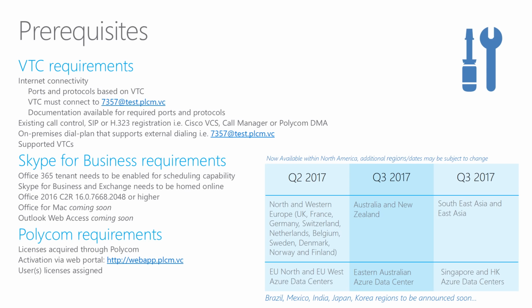From a Windows perspective, Office users on Windows need to have Office 2016 Click-to-Run, and they need to have 16.7668.2048 or higher. Office for Mac and Outlook Web Access clients are being updated and that's coming soon. From a Polycom perspective, licenses need to be acquired through our channels, and the license activation takes place via a web app, and the link is webapp.plcm.vc. User licenses can be assigned via the Office 365 admin portal once the license has been activated. We're going to talk about that process in a moment.